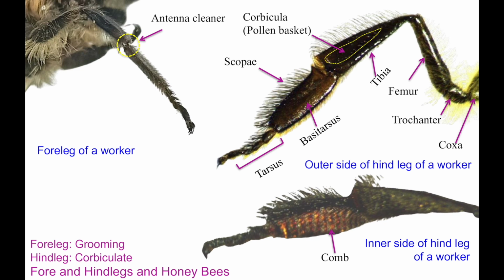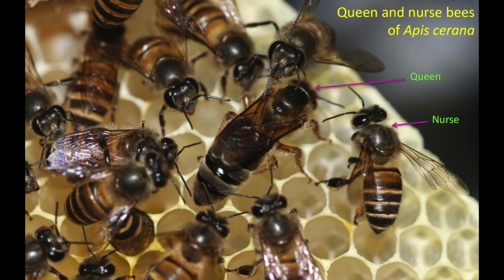By closure of the press, pollen is forced outwards and upwards onto the outside of the tibia and is held in place by the hairs of the pollen basket. On returning to the nest, the pollen is kicked off into a cell by the middle legs.